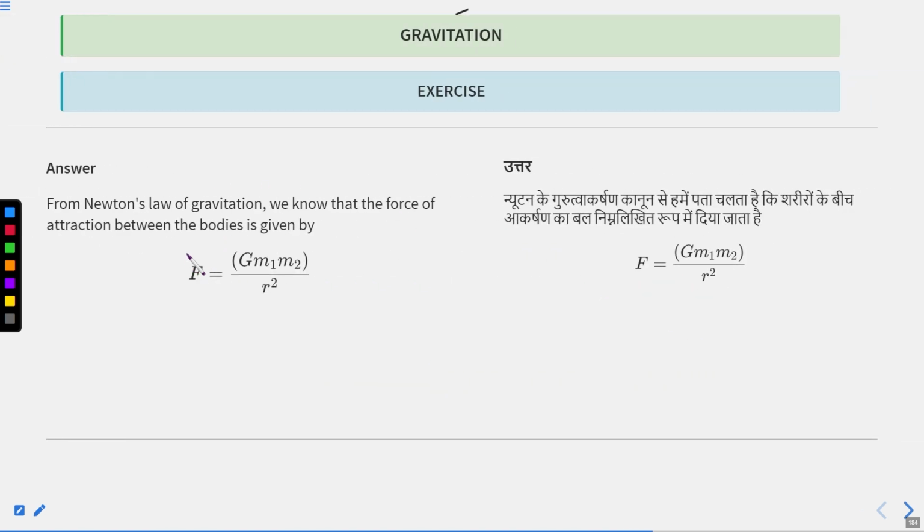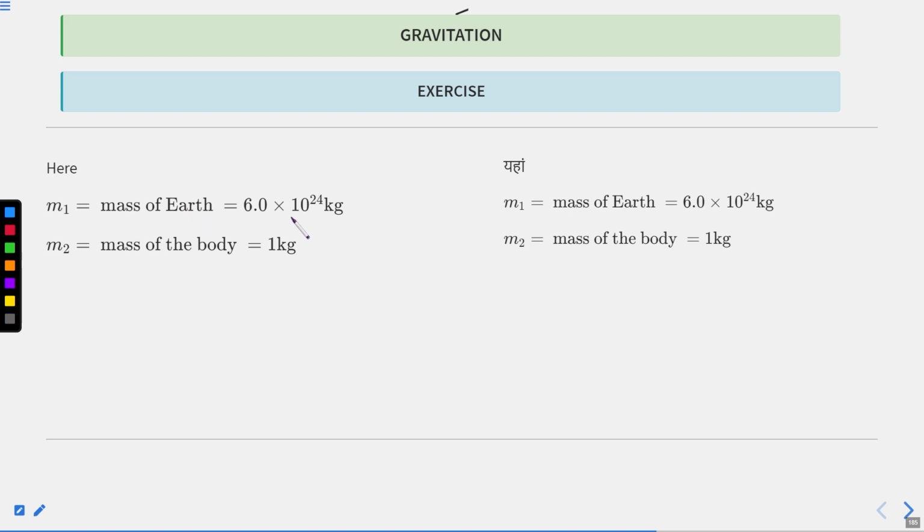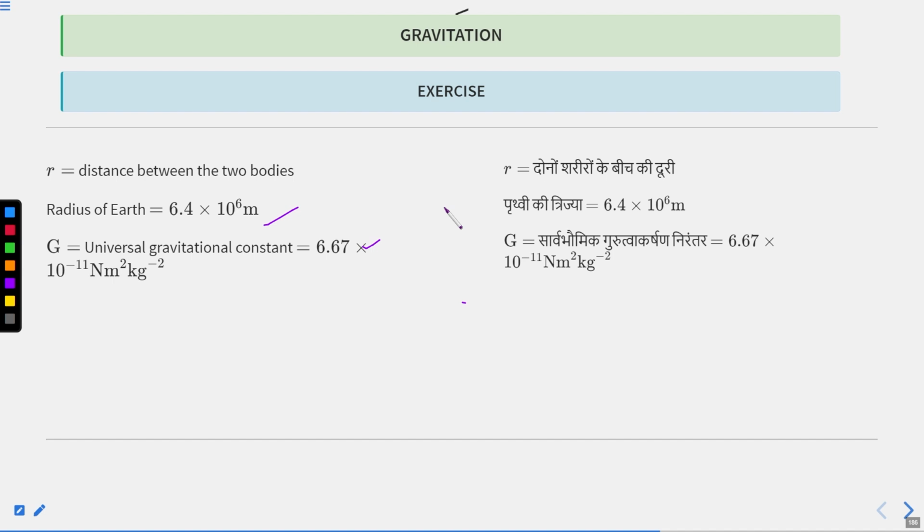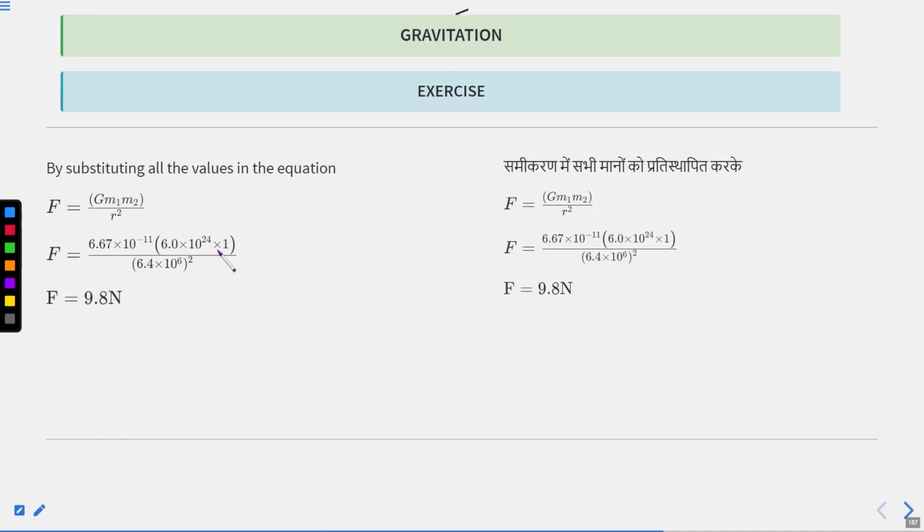If you go the traditional way, you will use the formula F equals G m1 m2 divided by r square. You put down the values of the masses of both objects, the radius of the Earth, and the value of the gravitational constant, and you calculate, and the final answer is 9.8 Newton, or simply use mg. If you have a hold on the theory and you remember all the formulas, all these questions are very easy.